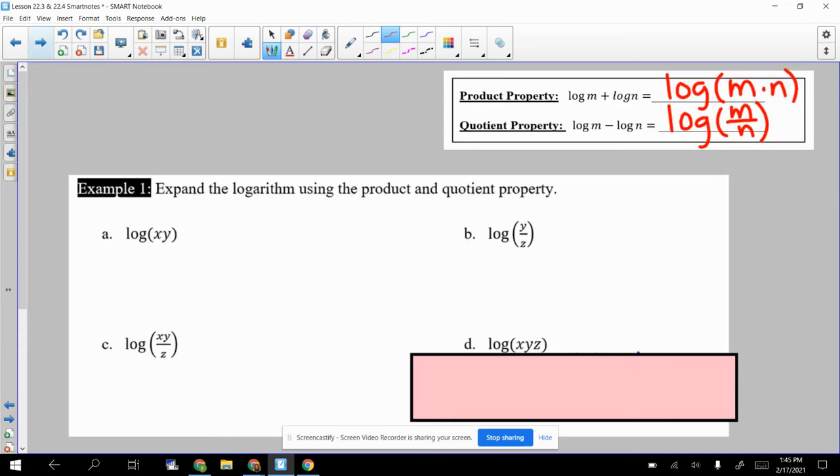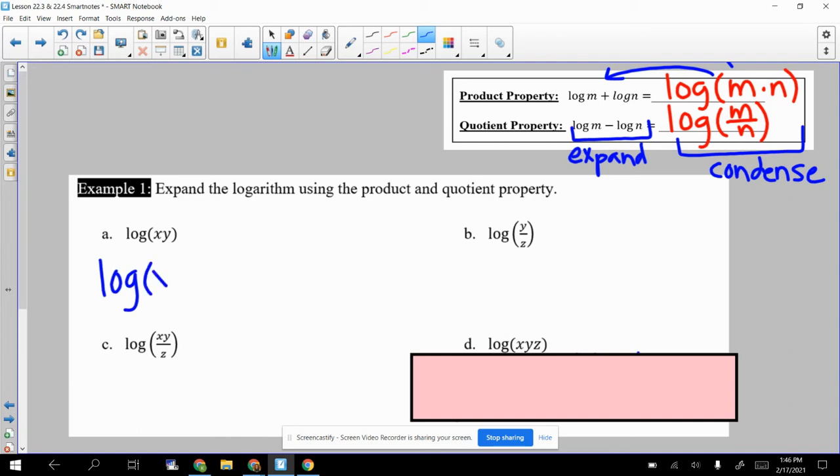So the main thing that we use these for are to expand and condense logarithms. So if we look up here, this is your expanded version, because it's written as 2 logs. And this is your condensed version because it's written as 1 log. Okay, so let's go ahead and take a look here at A. This is log xy. So that is being multiplied there. So if we want to expand this, we are going to write it as 2 separate logs, one for each variable. And multiplication goes with addition. So we would write this as log of x plus log of y.